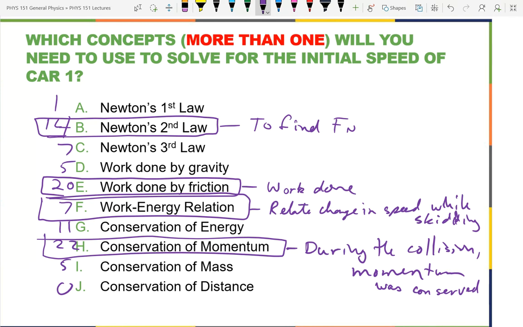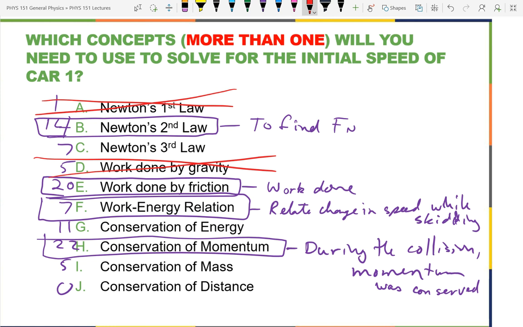Work done by gravity. That is an absolute negatory. Why is there no work done by gravity on this? Right. It didn't have any change in vertical height, and work is force times distance parallel to the force. So gravity is vertical, there's no vertical motion, then there's no work done by gravity. Not part of our solution.